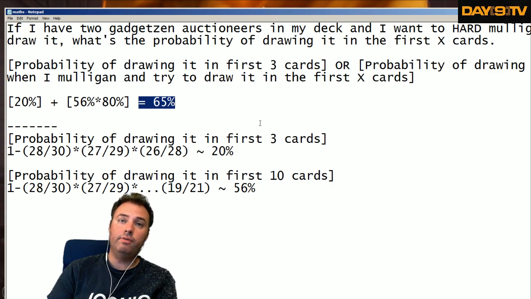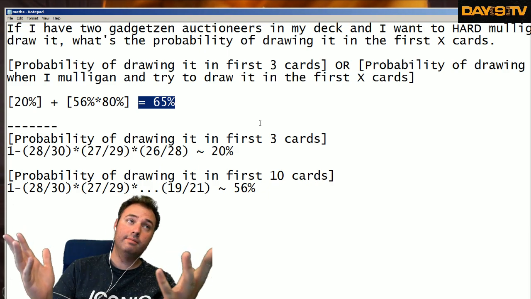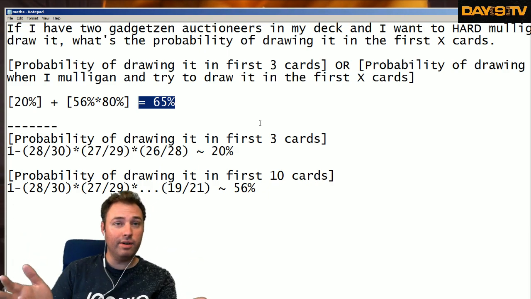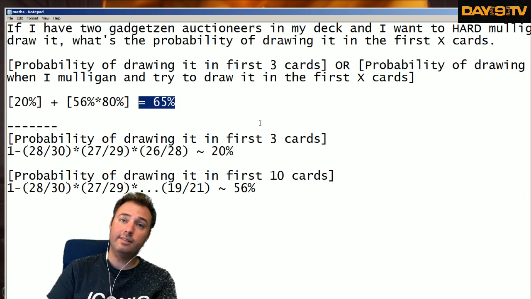Life alerts says it seems wrong. 56% is in the first 10 cards, but 20% includes the first 3 of those. Isn't that interesting? It seems wrong. It's totally right. It's totally correct. It's the correct thing.